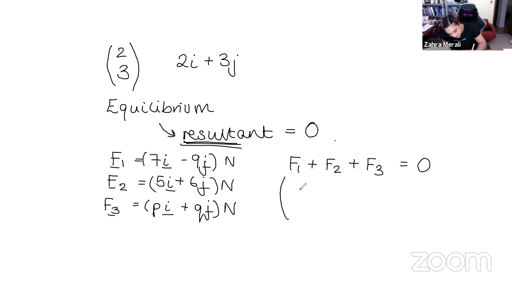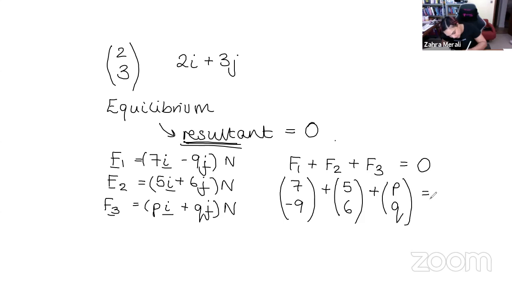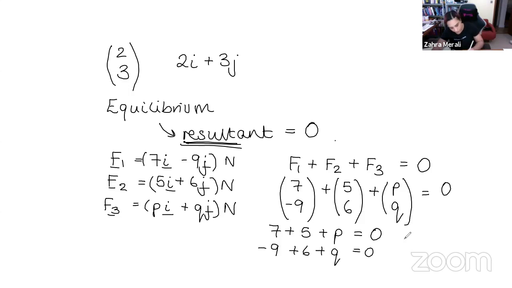If it's easier for you to see, I think it's easier and people make less mistakes if they do it like this. You can write them as columns. So we've got 7, minus 9, 5, 6, and P and Q, and that equals 0, 0. So the top line equals 0 and the bottom line equals 0. So we get 7 plus 5 plus P equals 0, and we'll get minus 9 plus 6 plus Q equals 0. If we rearrange the top one, we end up with P is minus 12, and if we rearrange the bottom one, we get Q is 3.